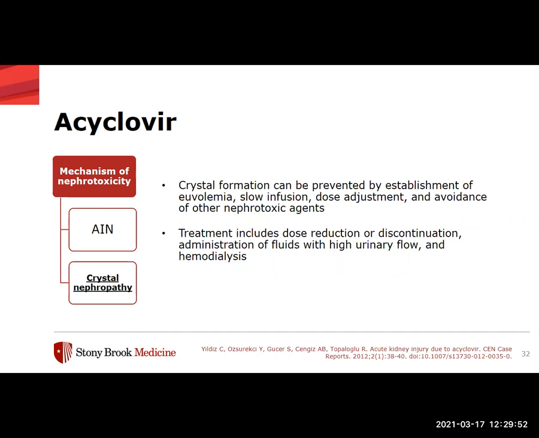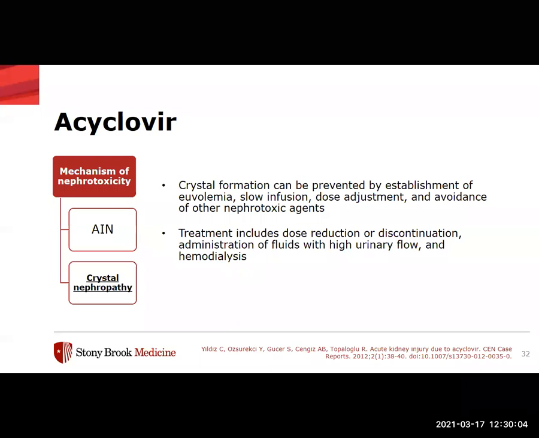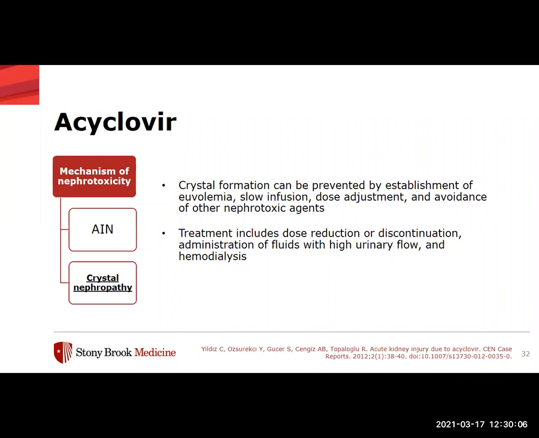So crystal nephropathy observed with acyclovir use can actually be preventable. Firstly, before initiation of acyclovir therapy, patients should be euvolemic. And in addition to avoiding other nephrotoxic agents, the dose of acyclovir should be adjusted in the case that the patient's renal function at initiation is abnormal. Finally, when the drug is being administered, it should be administered via slow infusion over 1 to 2 hours, as we know that rapid infusion can cause the crystal formation. So these methods prevent crystal precipitation and subsequent tubular obstruction.